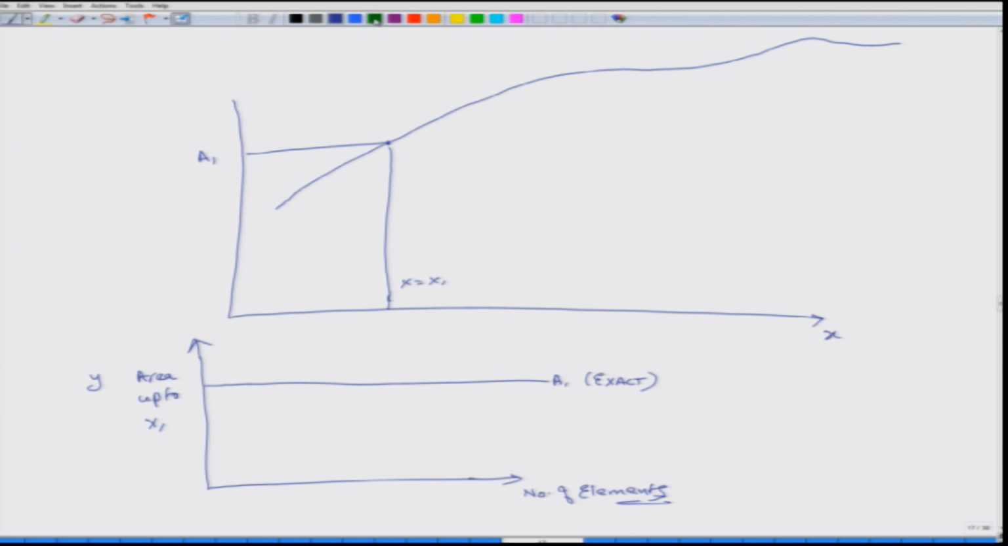What happens to the finite element solution? When my number of elements is very small, error is large, and slowly I start approaching this A1 line. So as my number of elements increases, I start converging to the exact solution. This phenomenon is known as convergence.